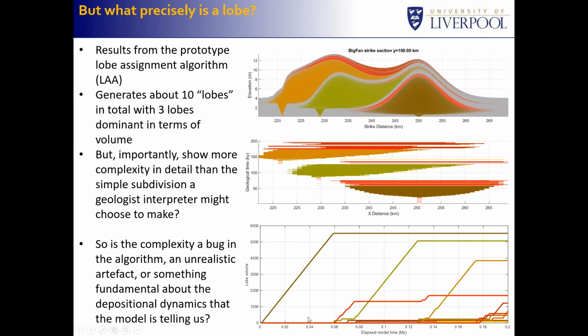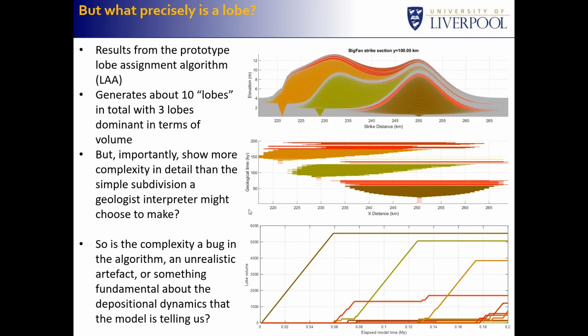This plot, by the way, is lobe volume through time. So it's how these lobes have grown. And you can see what happens is they grow very steadily and then stop. And that happens to some of them. And there's three bigger ones that are dominant. That's the brown, the green, and the sort of orangey color one. But then this red one is a bit more intermittent. It sort of grows, stops, grows, stops.